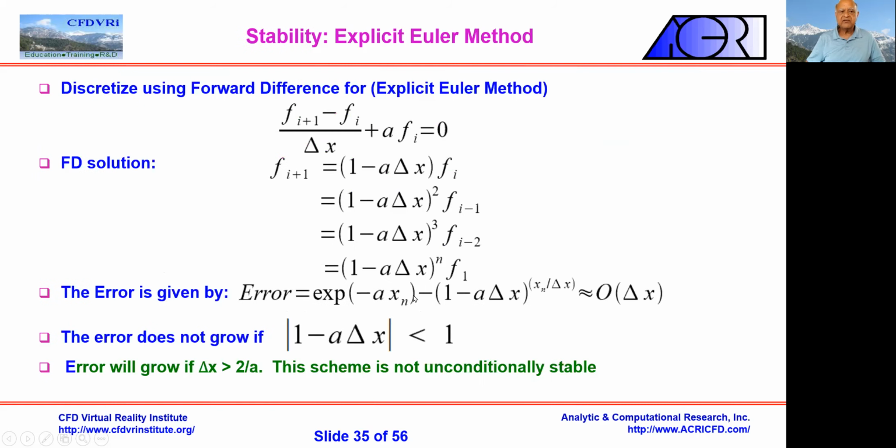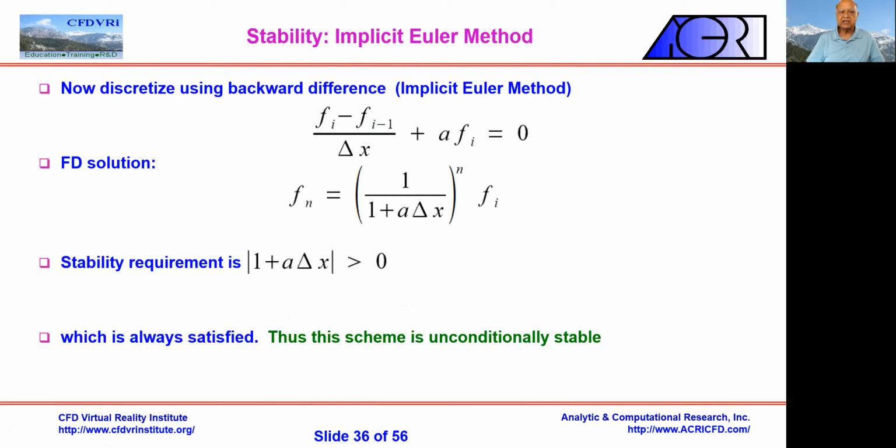Very simple. Now, if you take this equation and apply explicit Euler forward differences, you'll find that the solution is exponent of minus a xn, which is the solution at that point, minus a term which is (1 minus a delta x) to the power xn by delta x. In other words, a is positive, xn is positive, delta x is positive. So the solution does not grow only if the magnitude of 1 minus a delta x is less than 1, which means that the error would grow if delta x is greater than 2 by a. And so we must have a small grid size. So this scheme is not unconditionally stable.